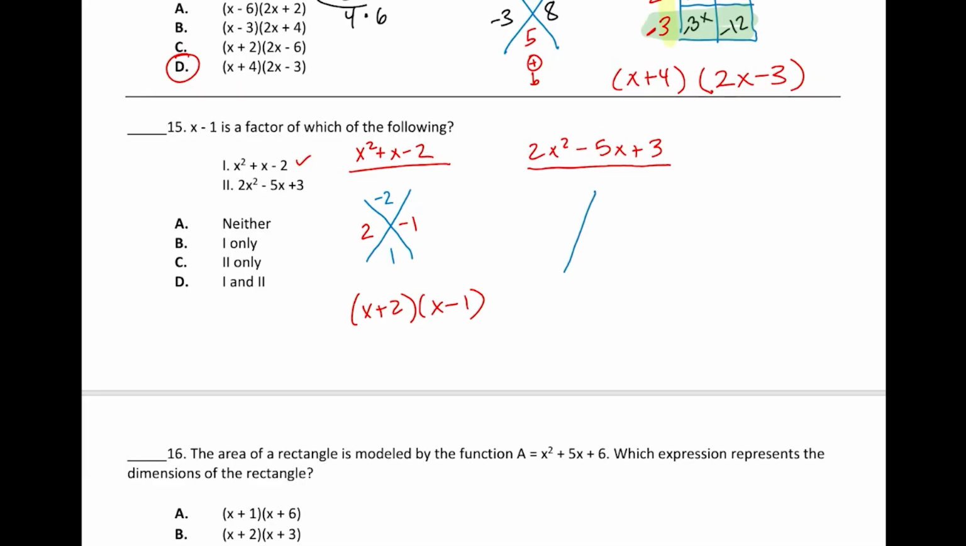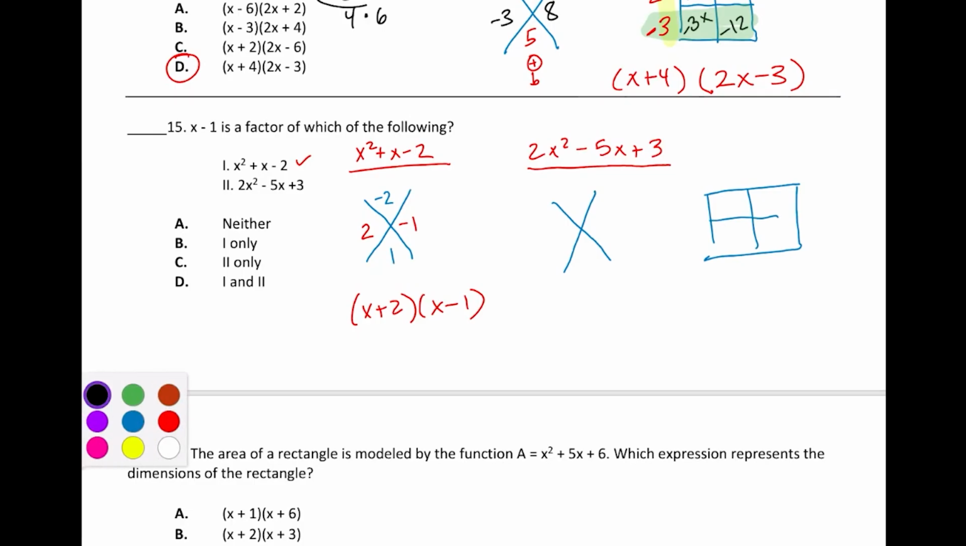Okay, so we'll set up the X, set up the box, put that first term in the top left like we've been doing all along here. The last term goes in the bottom right. Okay, multiply those two coefficients. 2 times 3 is 6, and that is the number we are going to try to multiply to. And then we are going to try to add to that middle term negative 5. So we need two numbers that multiply to give me 6 and add up to negative 5.